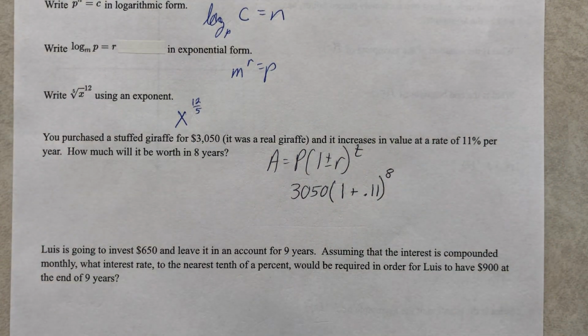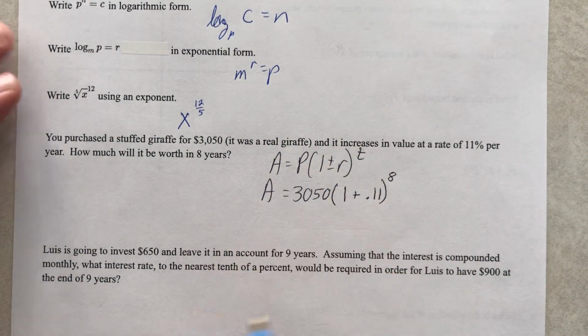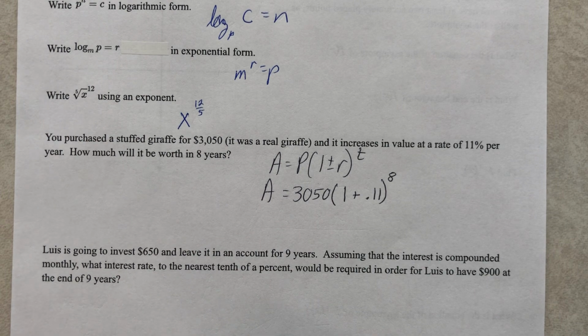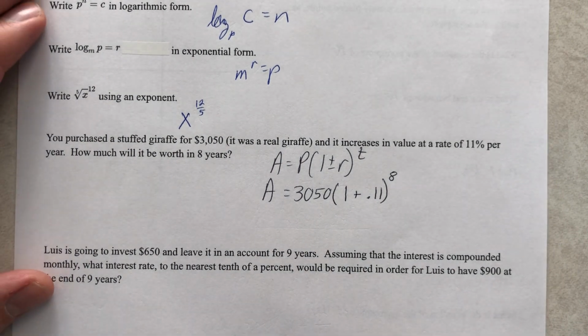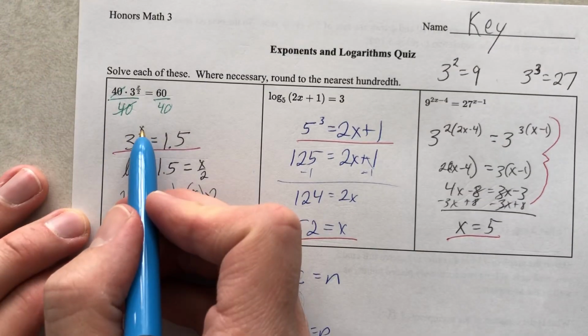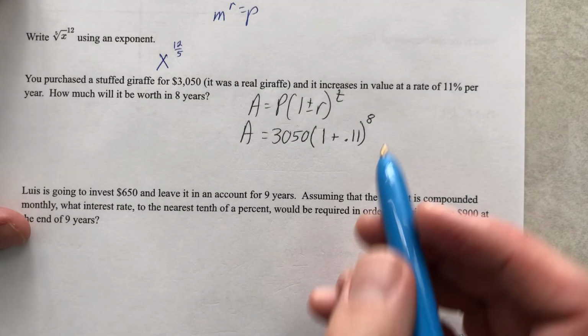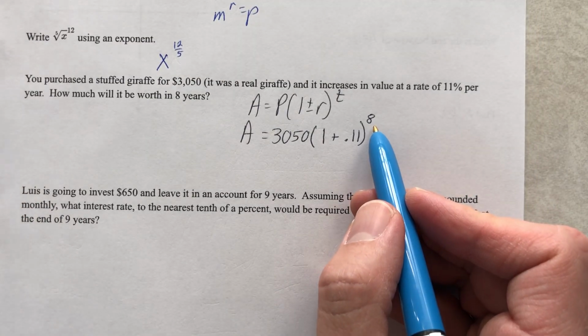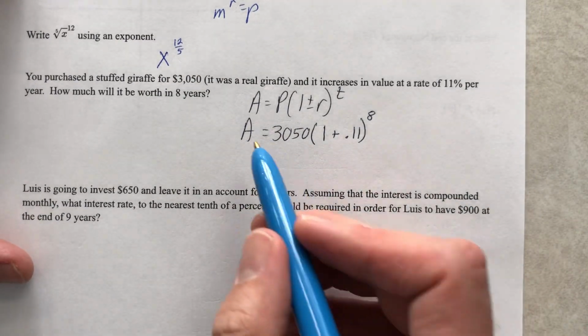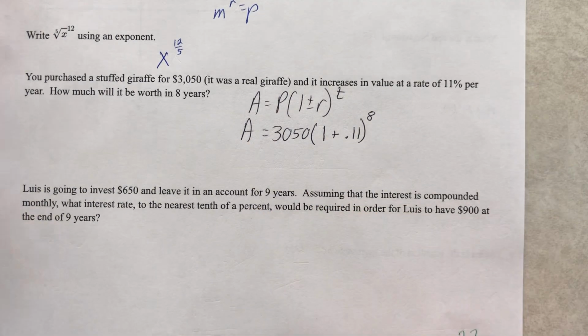1 plus, don't put 11. 0.11 is what you put. Per year, how much will it be worth in 8 years? Okay, here's the deal. The only thing you don't know is its worth in 8 years. Don't get carried away with this and be like, I need logs. No, you don't. I need logs if I am solving for a variable in my exponent. And could have done it here, but it wasn't necessary. Here, there's no variable in your exponent. What are you looking for? A. Is it by itself? Yes. A equals. Type it in.